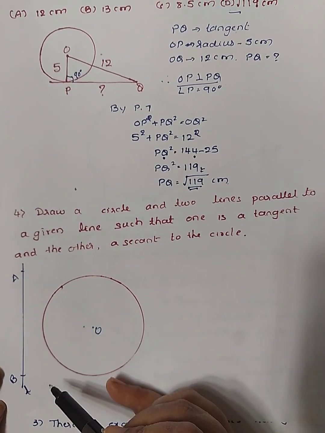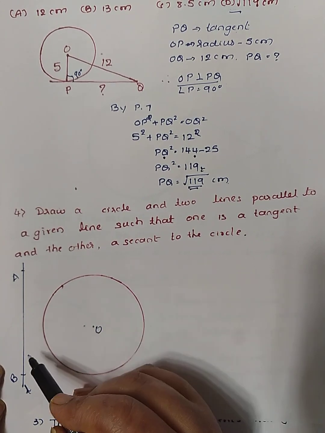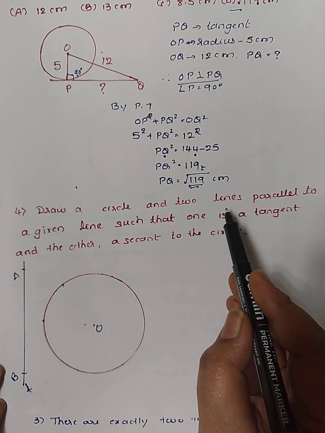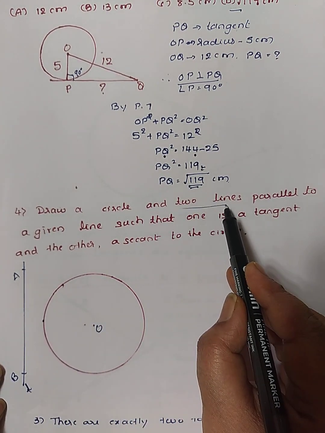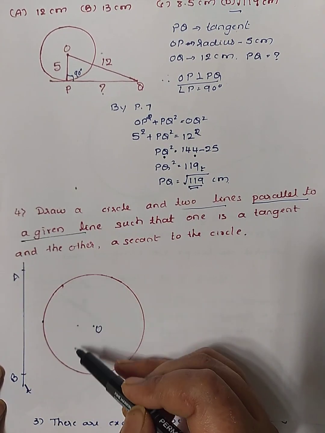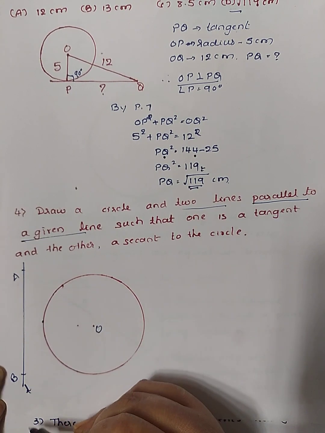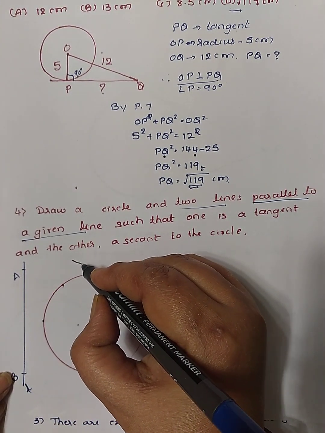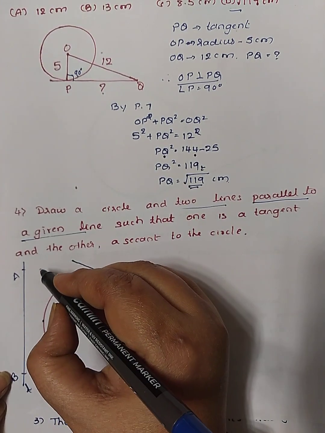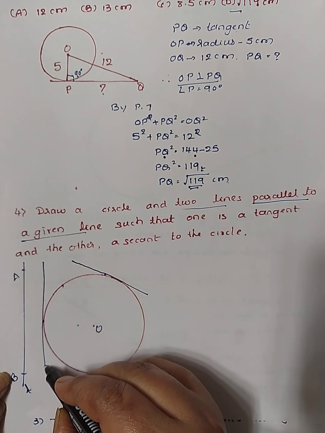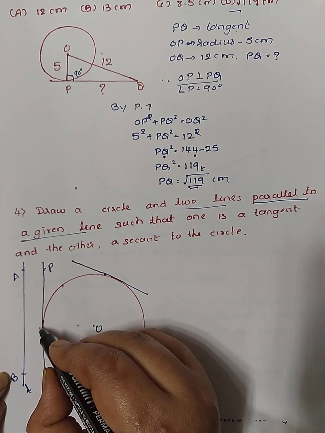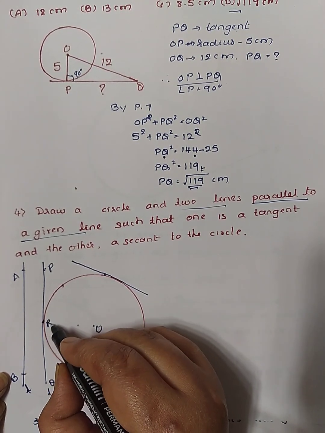So we have to draw two lines. First one should be a tangent. The condition is two lines parallel to the given line. So whatever we draw, tangent and secant, they should be parallel to AB. We may draw a tangent here also like this, but this is not parallel to the given line. So we have to draw a line like this. This is L1 or PQ. This is a tangent at point R.